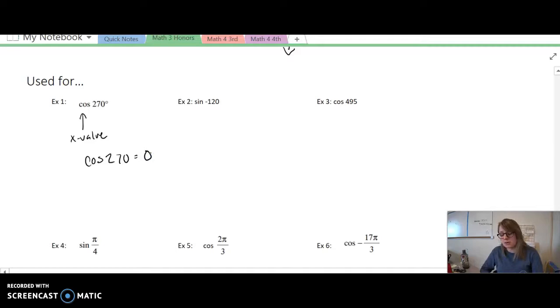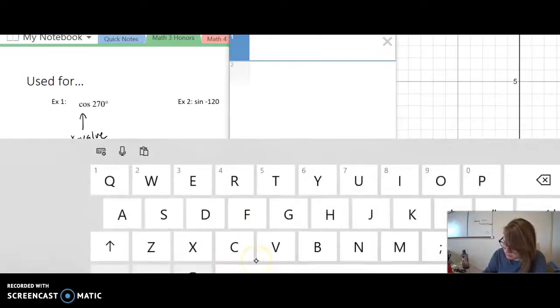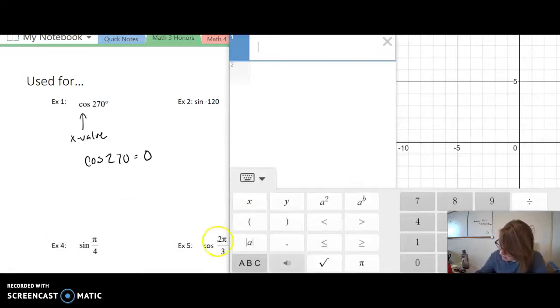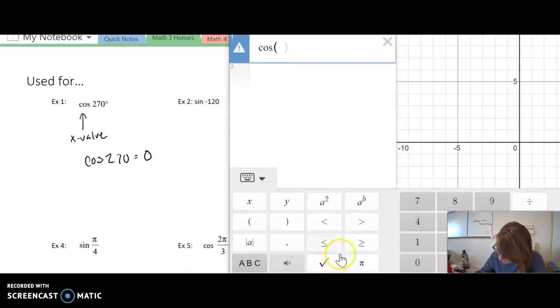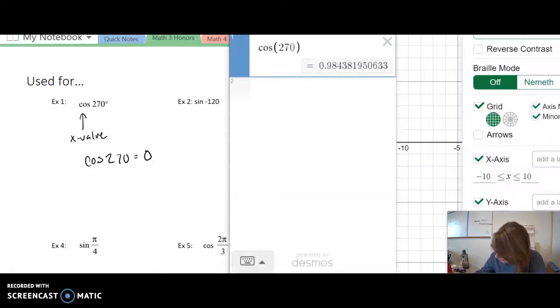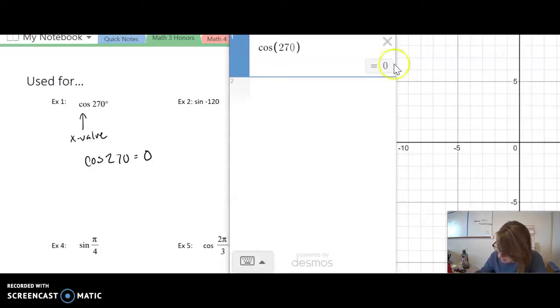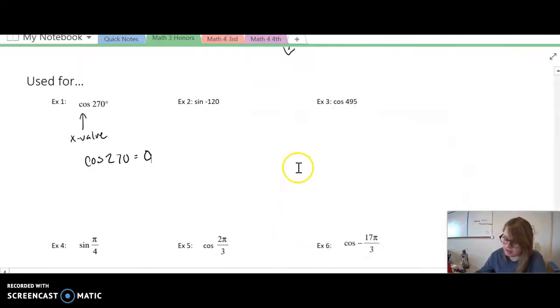Now you're probably thinking, Miss Smith, that's kind of weird. Well, I can even show you with Desmos. So in Desmos, if I did the cosine of 270, and I have to make sure I'm in degrees for this, I will get 0. So I proved myself. Alright, so now let's move on. Now the rest of these should be okay.